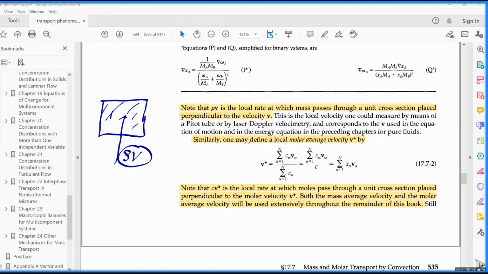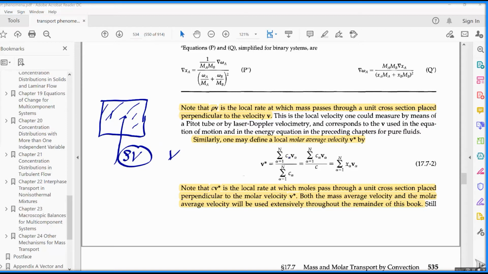So from here we can define the local molar average velocity. As we defined the mass average velocity as V before, here V star is the molar average velocity, defined in a similar manner.